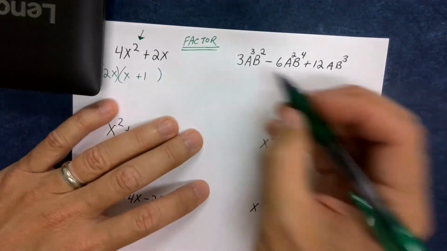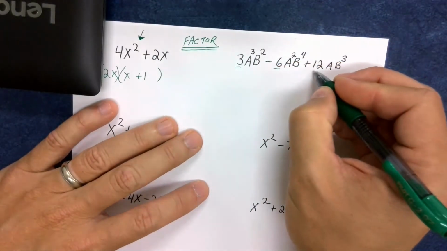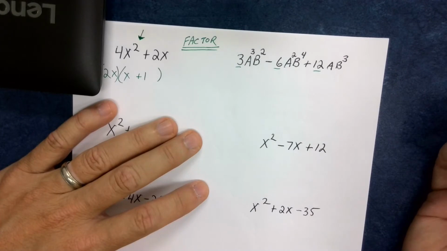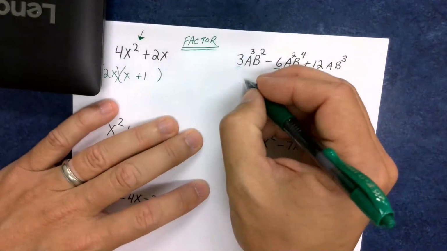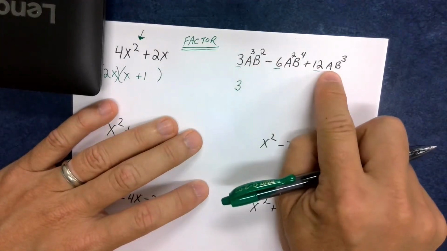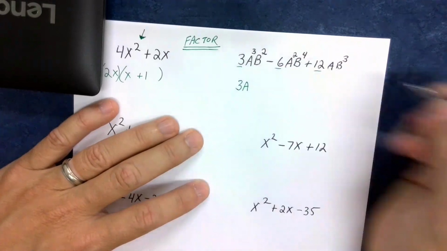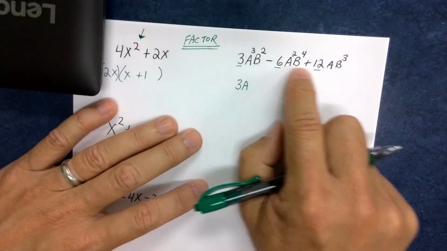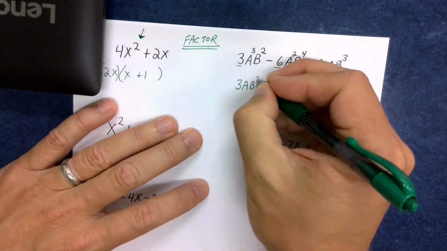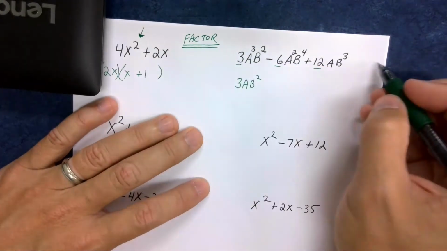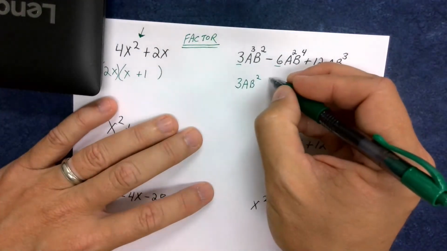Okay, so what can I pull out? So I'm going to look first at these numbers here. And I'm going to say, is there any number that goes evenly into 3, 6, and 12? Well, that's the greatest common factor. That's the GCF from before. So I can pull a 3 out. And then I look at A's. This has 3 A's, this has 2 A's, this has 1 A. So I know that there's at least an A common to each term. This has B squared, this has B to the 4th, B cubed. So there's a B squared that's common to each term. So I actually have this right here, 3AB squared, which is the greatest common factor of this expression.